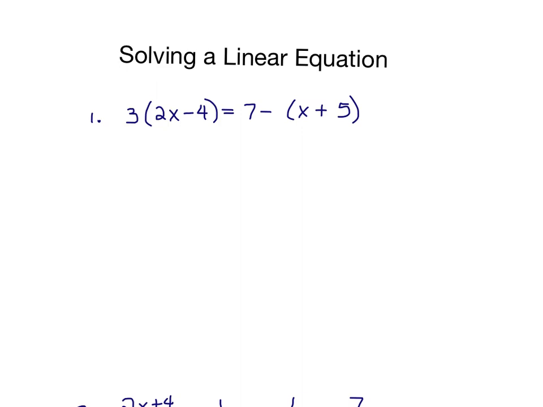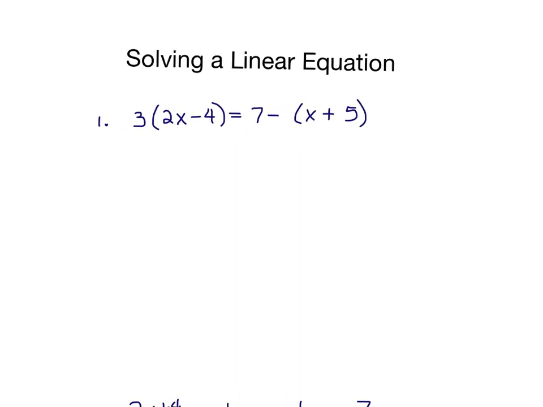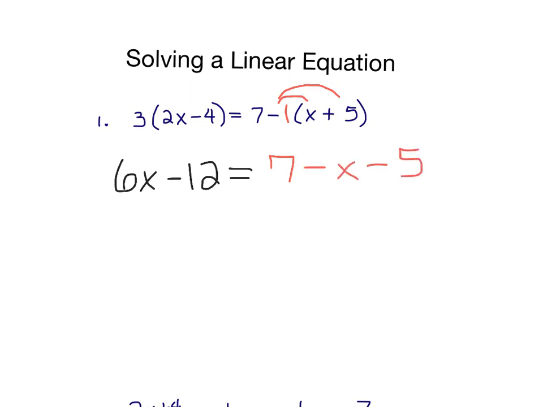So I'm going to distribute the 3 first to the 2x. And then I'm going to distribute the 3 to the negative 4. Then on the right side of my equation, I can either assume that this is a negative 1 that needs to be distributed, or just distribute the subtraction sign or the negative sign. So I'm going to distribute it, and I get a negative x minus 5.